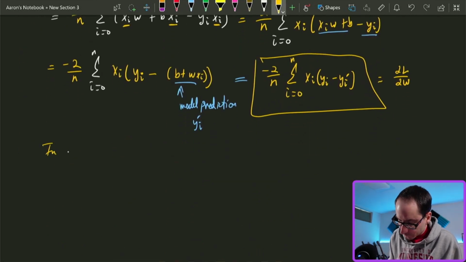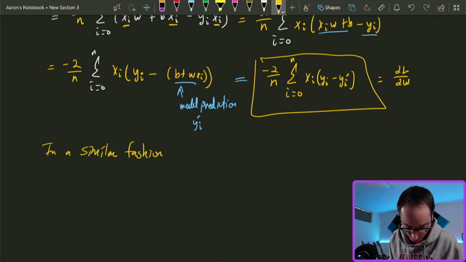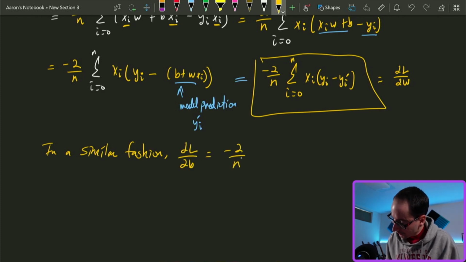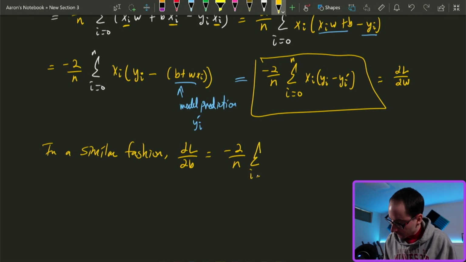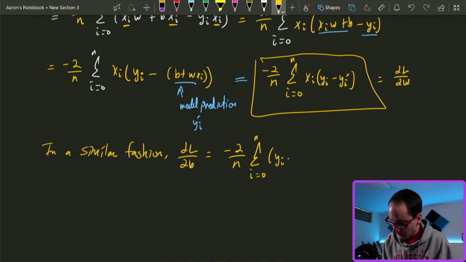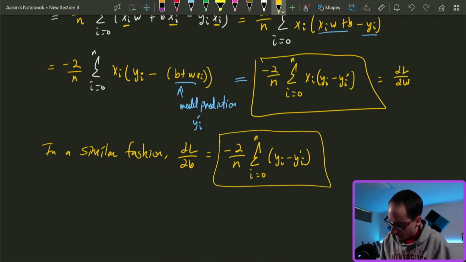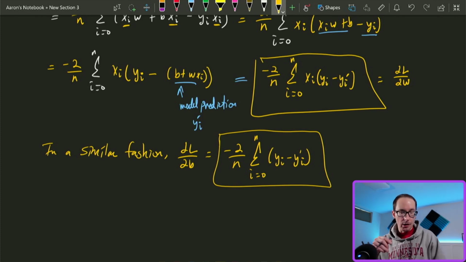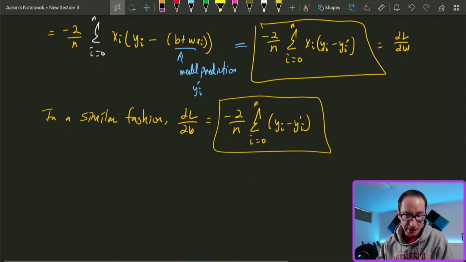So we'll just say, in a similar fashion, the partial of L with respect to B is negative 2 over n. And so that negative 2 comes out in the same way it came out over here. But you take the derivative with respect to B. If you just look at the terms you have there, it's just a nice observed value minus the predicted value. There we go. And that is all we would need to calculate the gradient of our loss function, right?